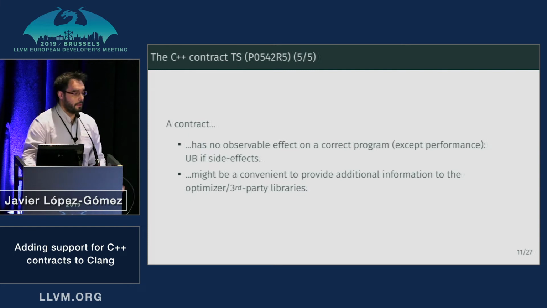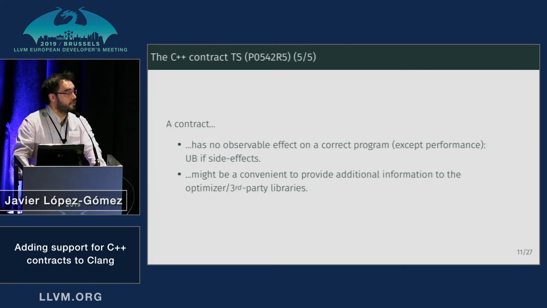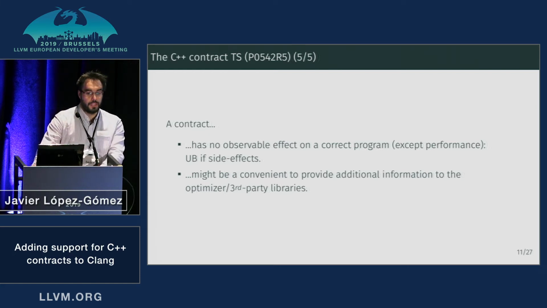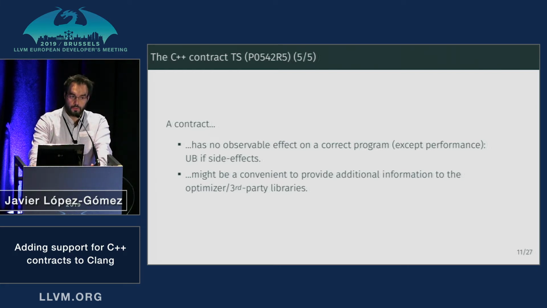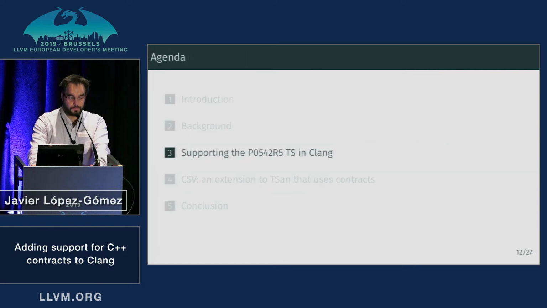So to sum up, a contract should have no observable effect on a correct program. It should run the same. It shouldn't change its behavior, besides a performance penalty. And it might be a convenient way to specify additional information to the compiler or third-party utilities.